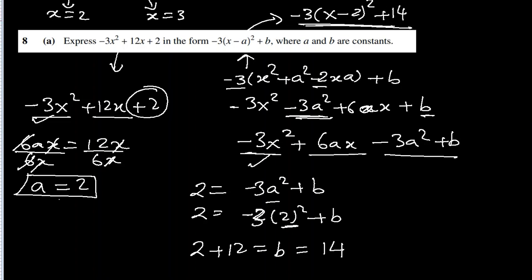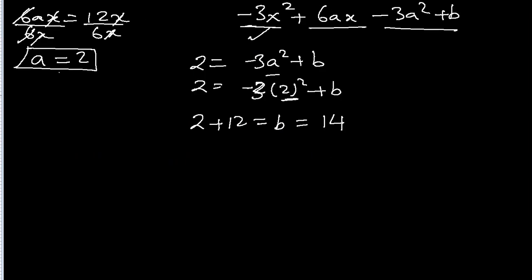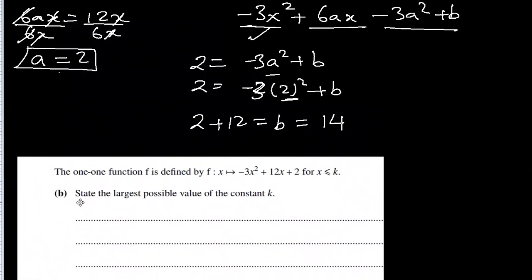Voila, done. This is the format they wanted. All right, let's see what they are asking in the next part. Here it is. The one-to-one function f is defined by this, the same one they asked us earlier, for x less than or equal to k. State the largest possible value of k.